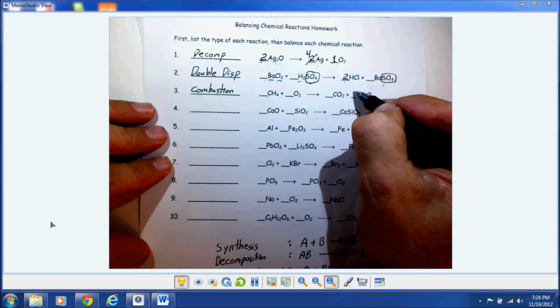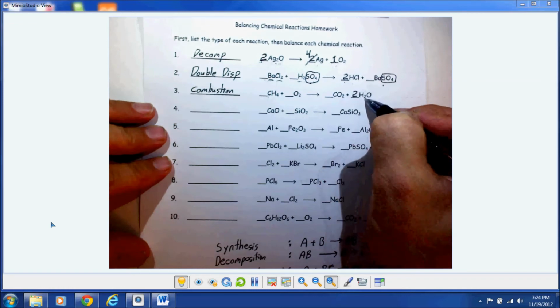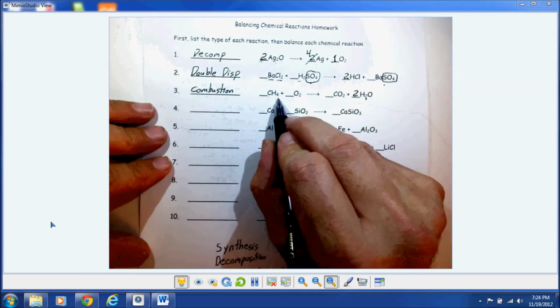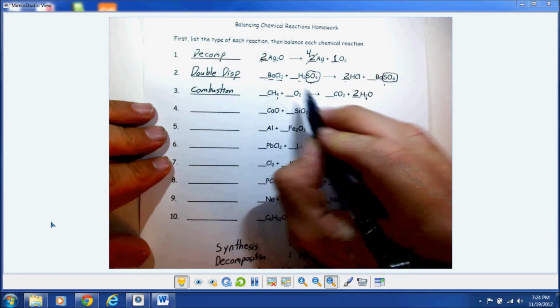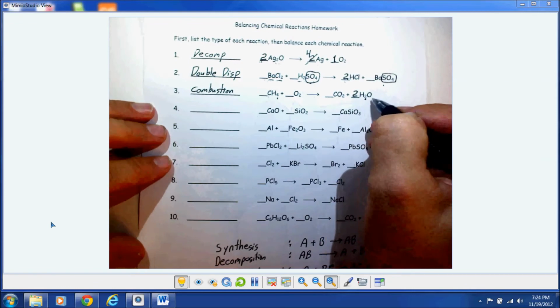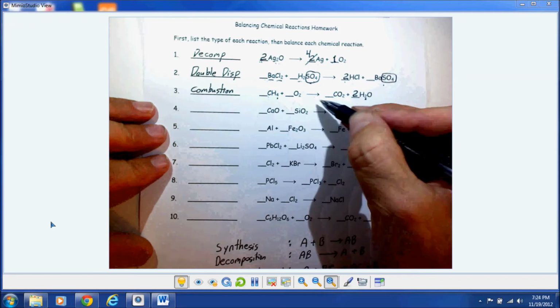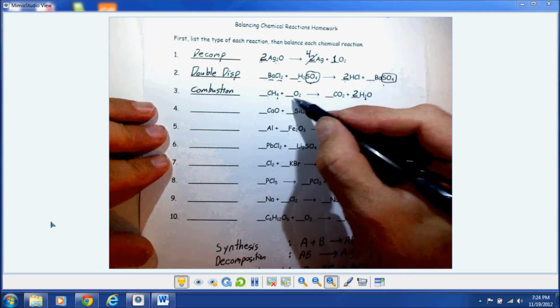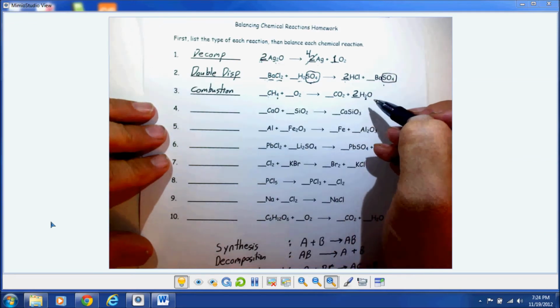So in order to fix that, I'm going to multiply this number by 2. Now I have a total of 4 hydrogens on this side. 2 times 2 is 4 to balance the 4 here. Lastly, I'm going to balance oxygen. Oxygen is best balanced by doing it backwards, meaning from products to reactants, whenever we have a combustion reaction.